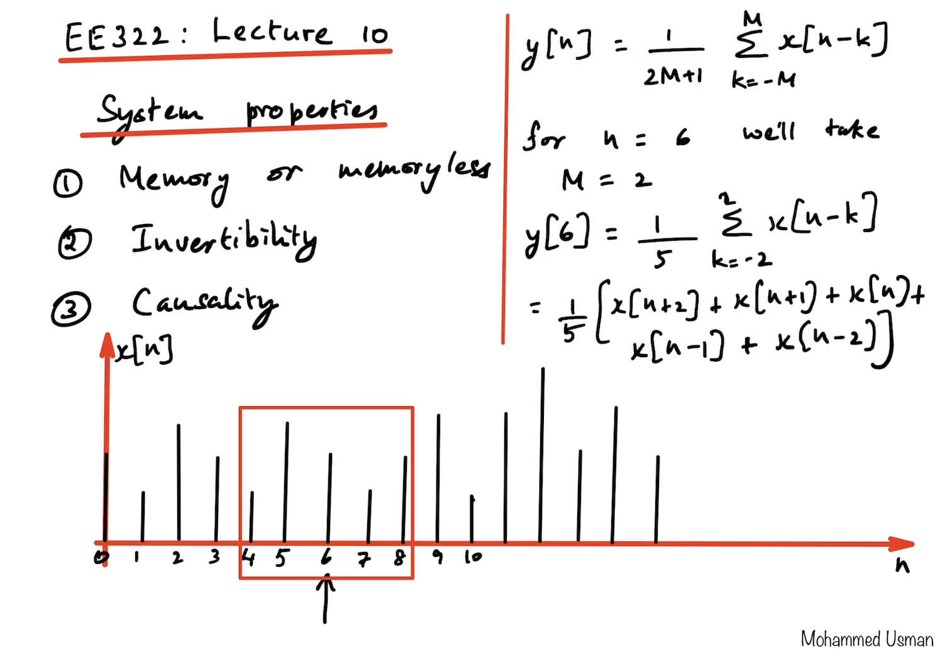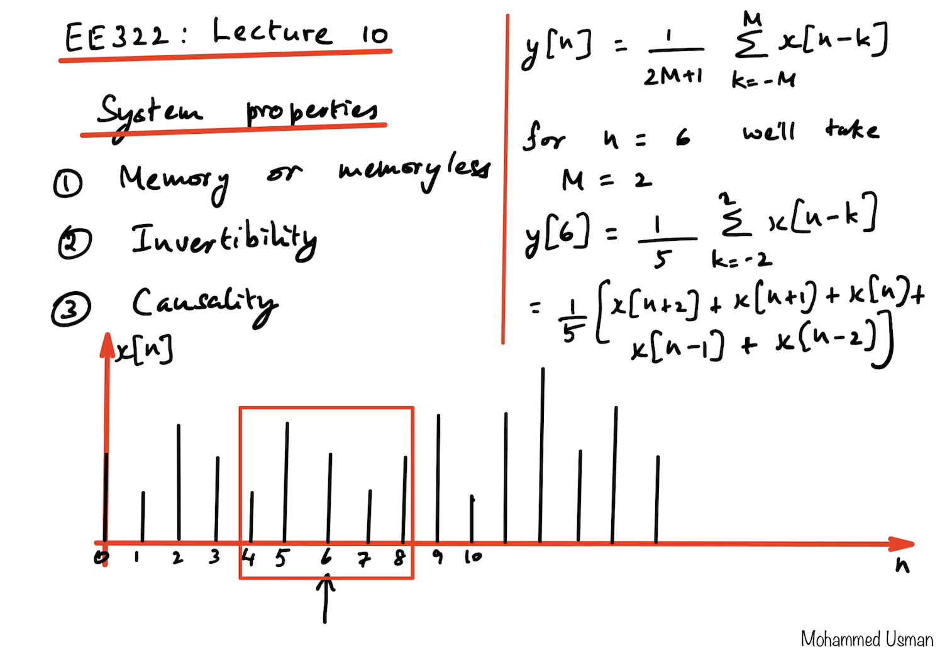When we move to n equal to 7, it will take the two future values, which are 8 and 9, and the two past values, which are 6 and 5, add them all together and divide by the total number of values, which is 5. So that gives us an average, right? Basically this equation is giving us what is called a moving average.